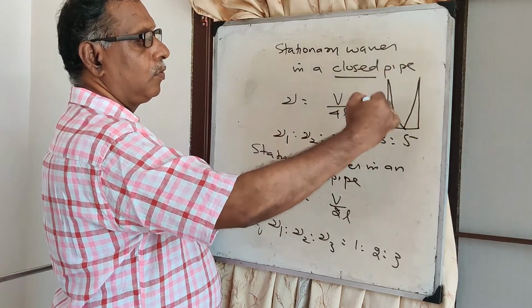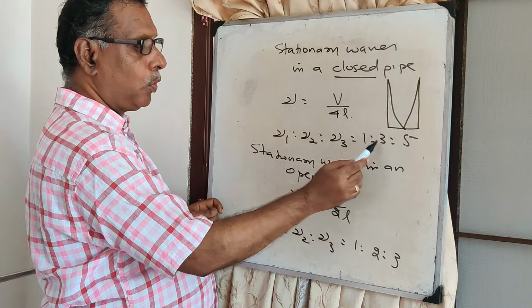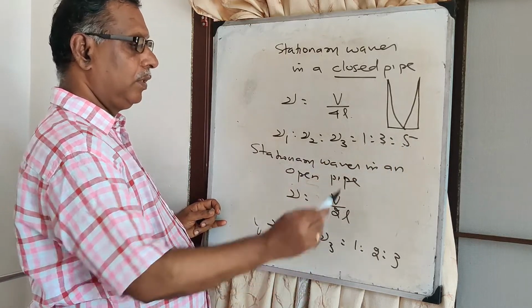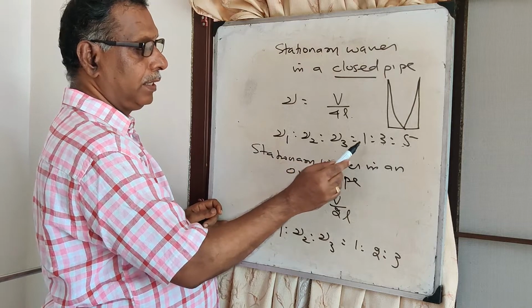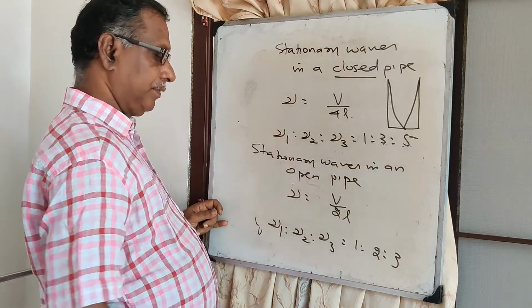In a closed pipe, only odd harmonics are present. That is, nu 1 is to nu 2 is to nu 3 equals 1 is to 3 is to 5.